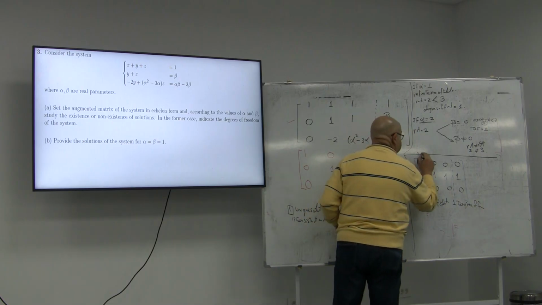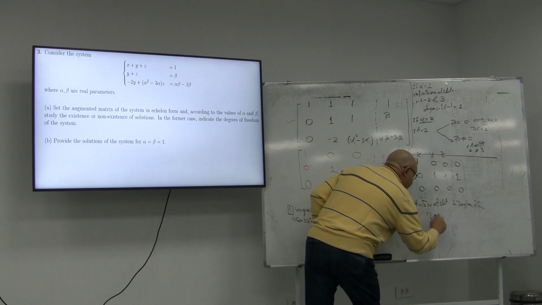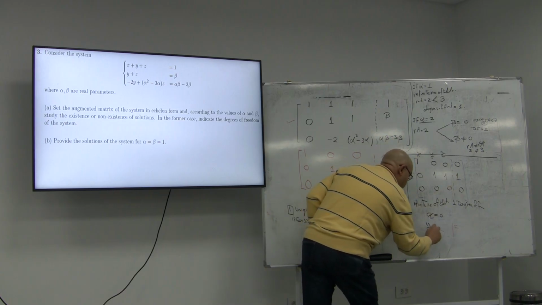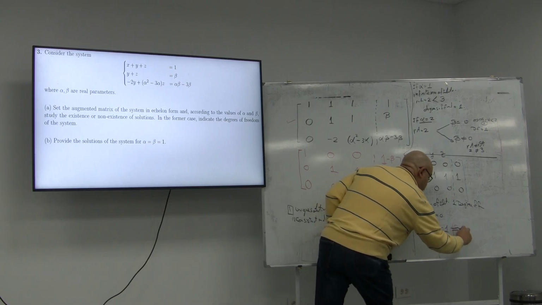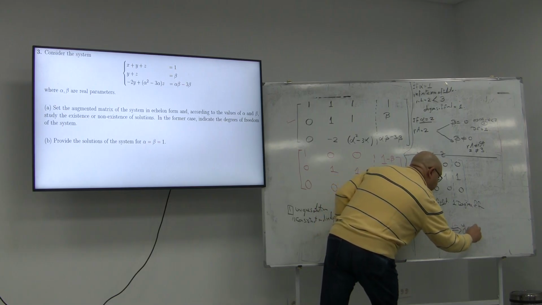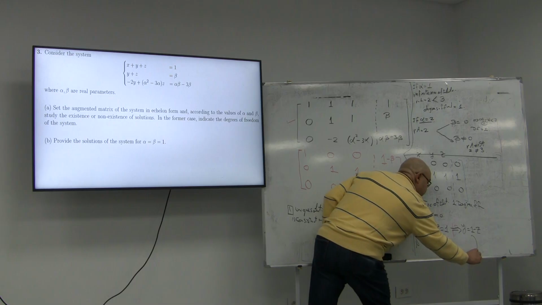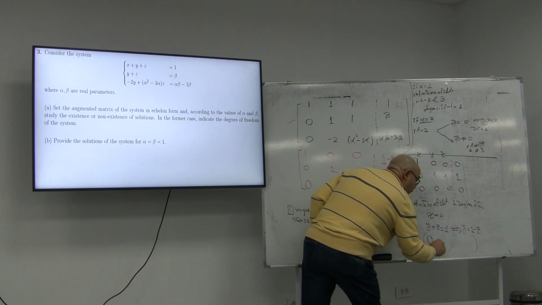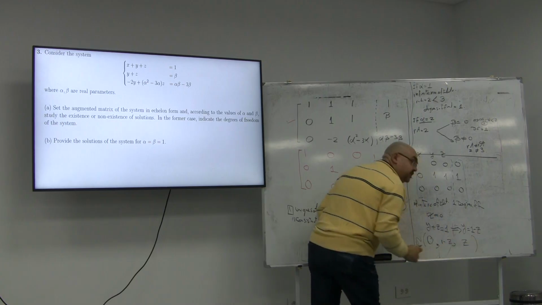And if I want to get the solution, this is x, y, and z. So the first row will lead to x equal to 0. For the second row, y plus z equals positive 1, which is going to lead to y equal to 1 minus z. So the solution set will be as follows: x is going to equal 0, then y is 1 minus z, and the last entry is going to be z.